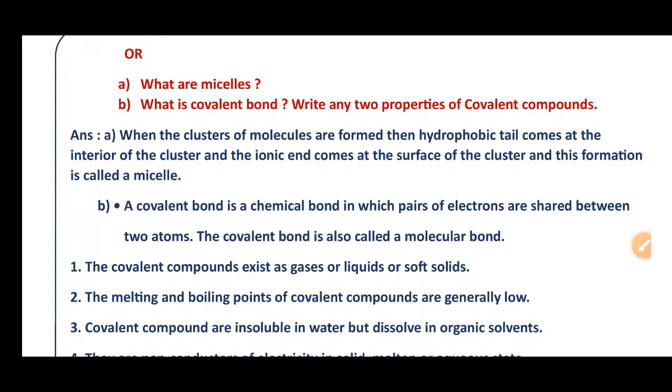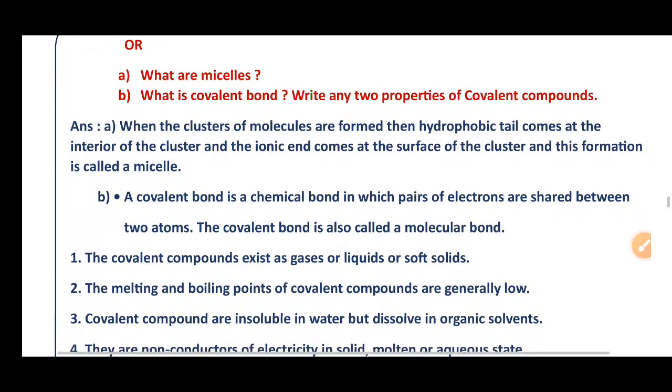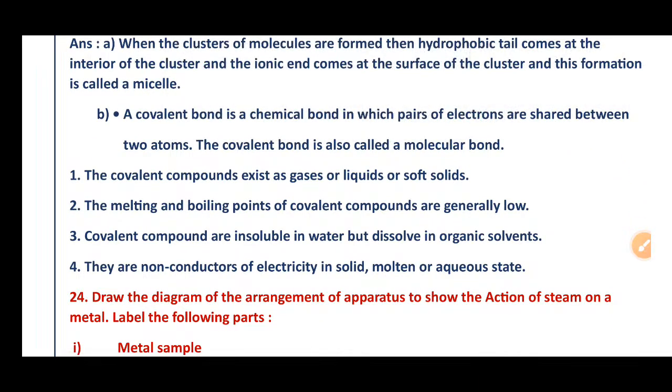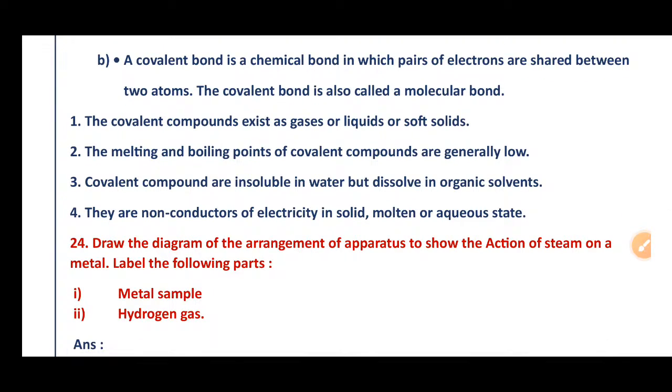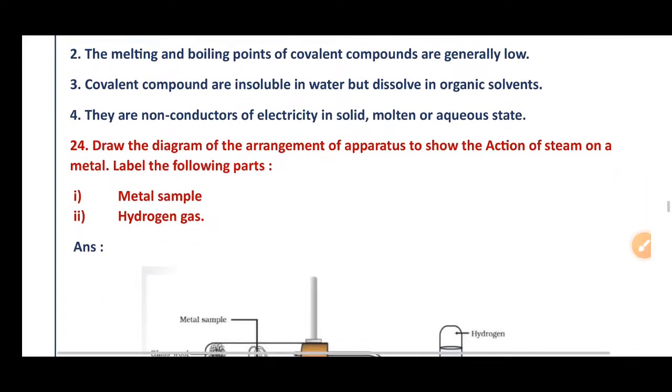Then write any 2 properties of covalent bonds. The covalent compound exists as a gaseous or liquid or soft solids. The melting and boiling points of covalent bonds are generally low. Covalent compounds are insoluble in water but dissolve in organic solvents. They are not conductors of electricity in solid, molten and aqueous state.